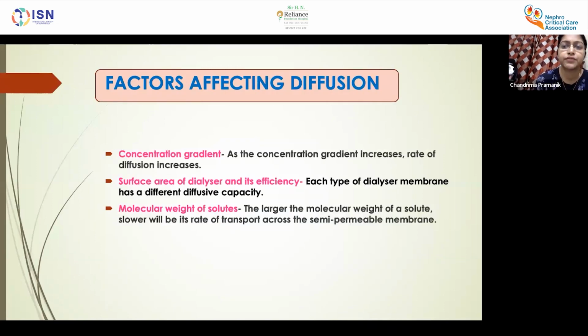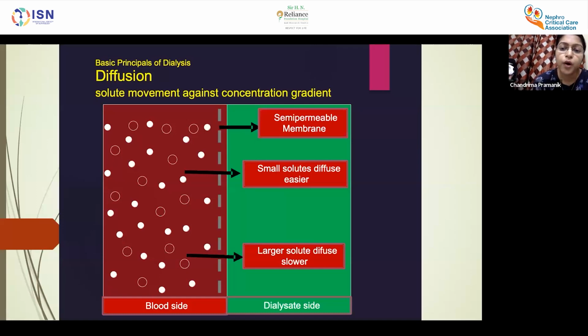The factors affecting diffusion are: one, the concentration gradient. With increase in the concentration gradient, the rate of diffusion increases. Second, the surface area of the dialyzer and its efficiency. Each type of dialyzer has a different diffusive capacity, and it also affects the rate of diffusion. Third, the molecular weight of solutes. Small solutes diffuse easily through the semi-permeable membrane, whereas the larger the molecular weight of the solute, the slower the rate of diffusion.